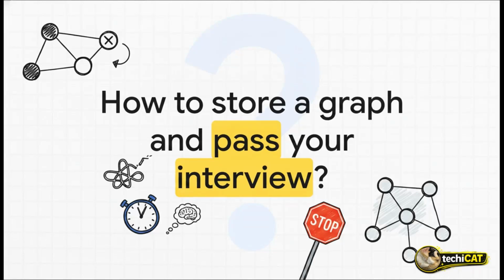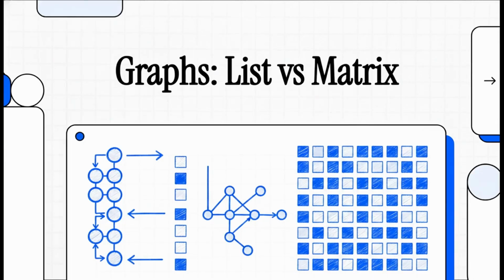Okay, here's a vital truth for your next technical interview. The way you actually choose to store a graph in memory literally affects every single algorithm you run on it. You could have the most brilliant traversal logic in the world, but if your foundational data structure is wrong, your code is going to time out, it's going to run out of memory, and it could potentially cost you the job. So welcome to this explainer.